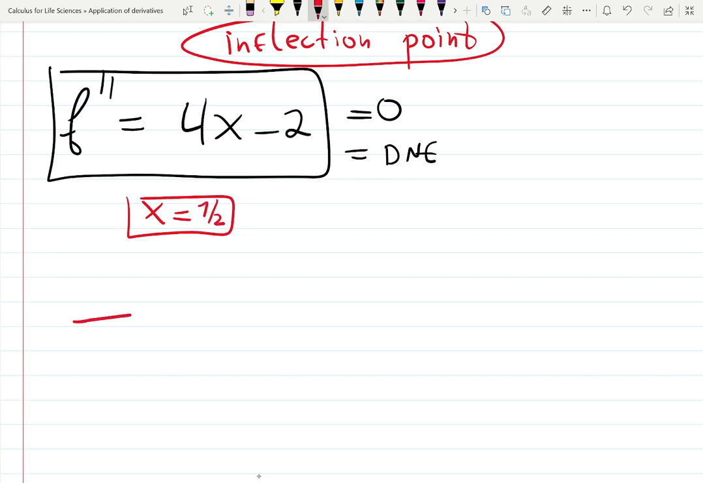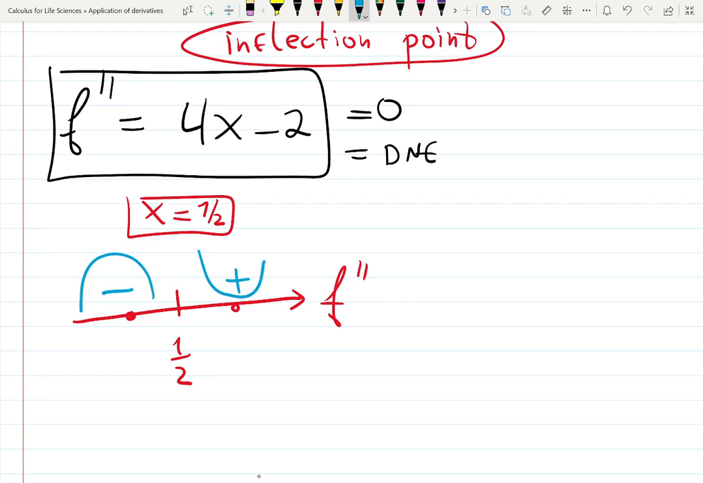Let's see. You draw a sign line, but now for the second derivative. You put this 1/2 on the second derivative sign line and choose test points to plug into your second derivative. If I plug 0, it's negative. If I plug in a million, it's positive. So the original function is not going down or up. What does it do instead? Switching concavity. Concave down and concave up.